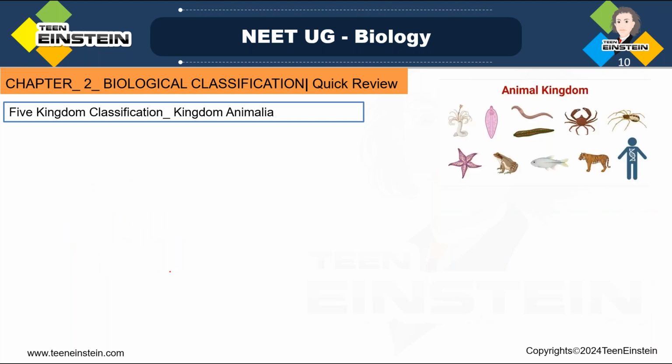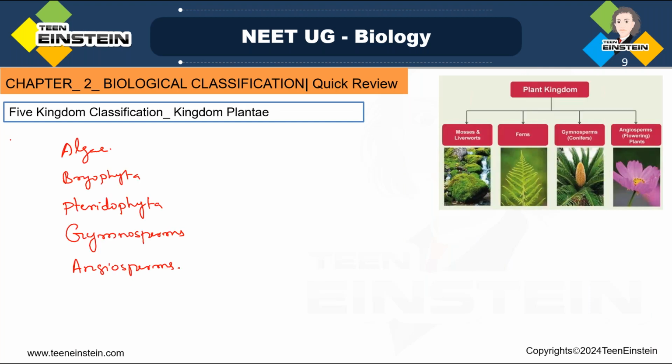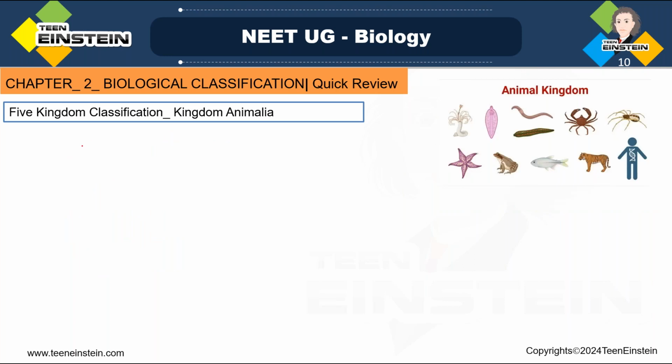Then what we have learned in Kingdom Animalia. In Kingdom Plantae, the main thing we need to mention is that they are autotrophs. They do photosynthesis and synthesize their own food. In Kingdom Animalia we need to specifically write that they are heterotrophs, and they lack a cellulosic cell wall.